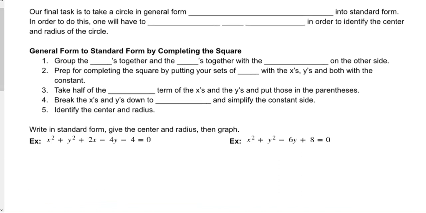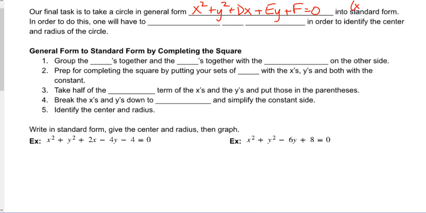incorporate our completing the square, which is not too bad. Again, let's make sure we just follow the steps that I give you, and it should just work itself out. So our final task is to take a circle in general form, which is x squared plus y squared plus dx plus ey plus f equals 0. That's what your book constitutes as general form. We're going to take that into standard form.